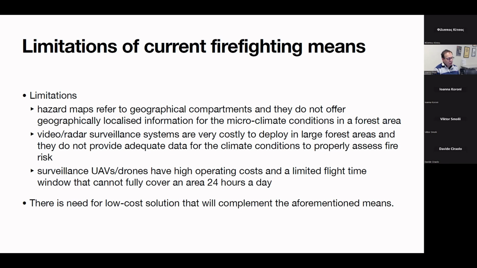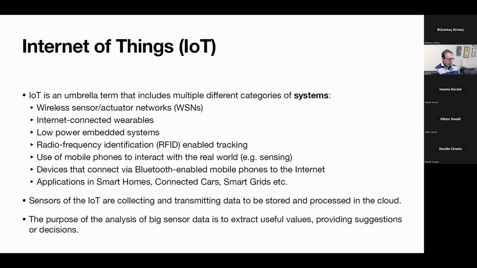We believe that they are very useful, but we believe to utilize them in a cost-efficient manner. I'm going to explain what I mean by this. What we believe is that there is a need for a low-cost solution that will complement the aforementioned means. And this low-cost solution can be provided by an Internet of Things system. I have included a few slides in order to introduce what exactly we mean by the term Internet of Things.